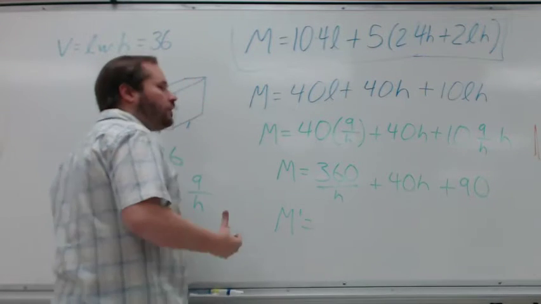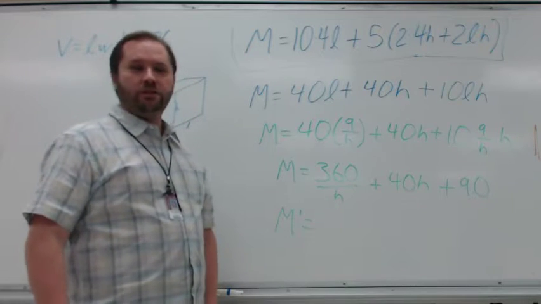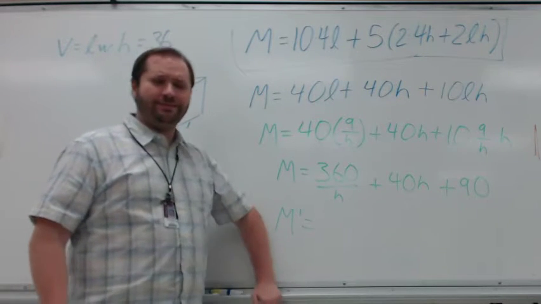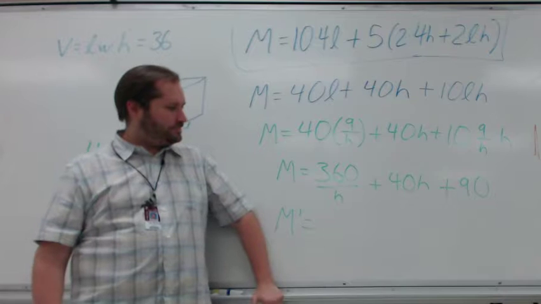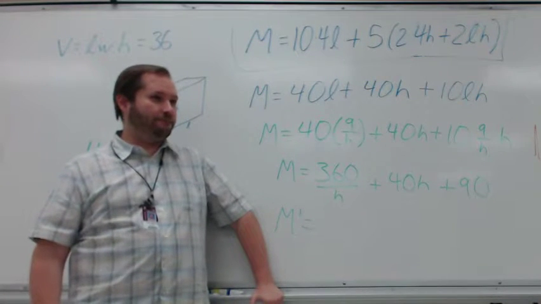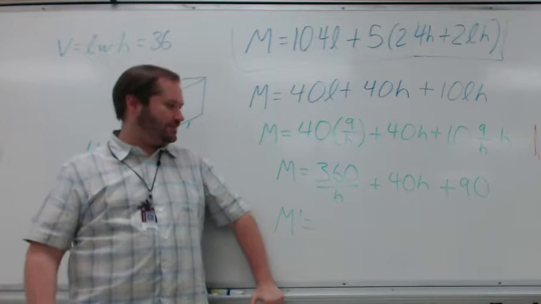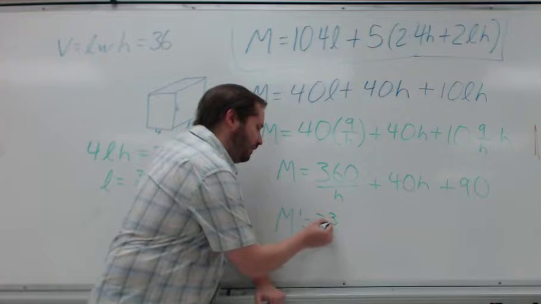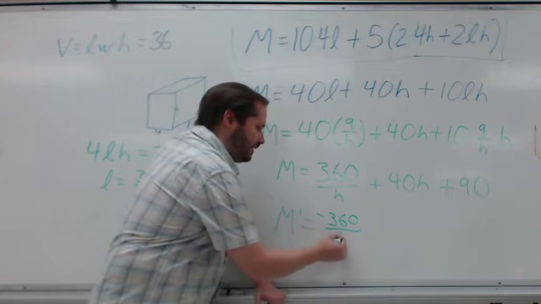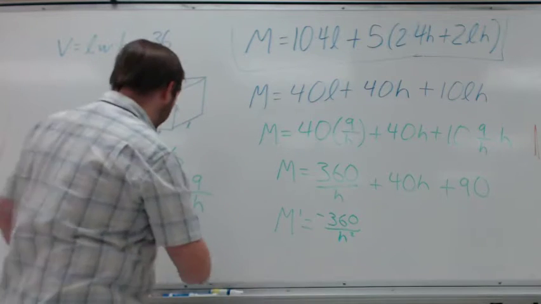I still worry about so many of my students taking the derivative of 360 over H. That shouldn't be a fear of mine, but it is. If we were integrating, it would be 360 times the ln of H, but we're not integrating. Negative 360 over H squared. Do we need to decide? A quick timeout. How do we do that?